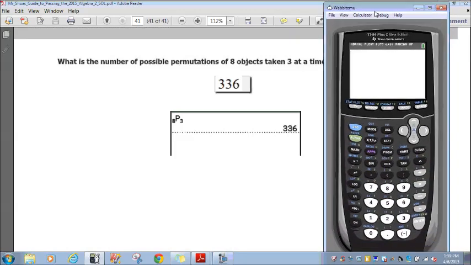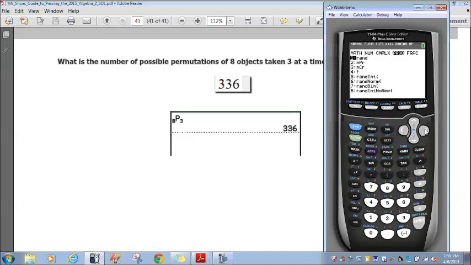Where you do this on your calculator. So 8 objects, and we want permutations. Hit your math key. Scroll over to probability, and you see option 2 and PR. P is for permutation. 3 would be for combinations if they ask for combinations. But if they ask for permutation, we're going to select option 2. And then it says taken 3 at a time. 3. So 8 objects permutated 3 at a time is 336.